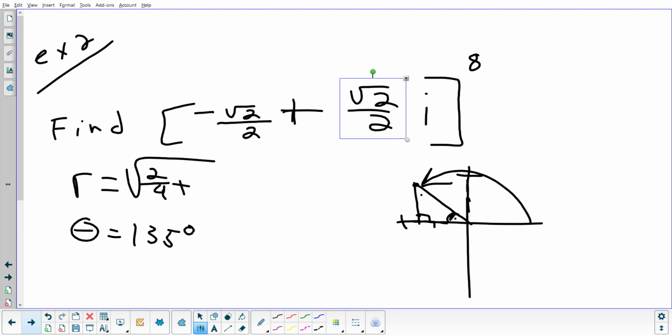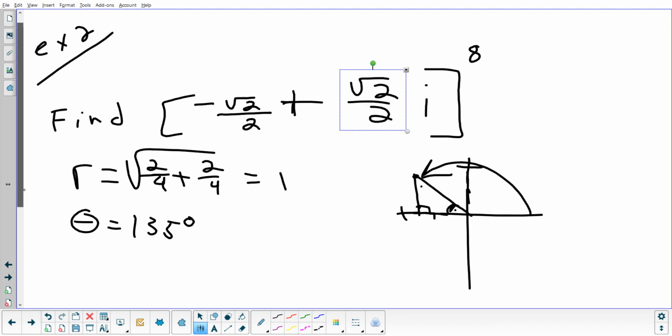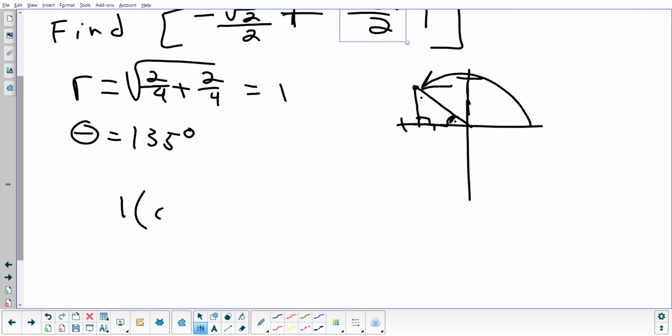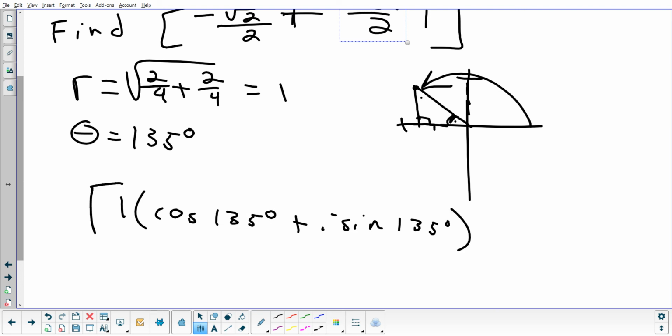Yep, 2 over 4. So square each side, add them up, and then take the square root. So what's your radius going to be for this one? Yeah, 1. So now we can write our original problem in trig form: 1 cosine 135 plus i sine 135, and raise that to the 8th power.